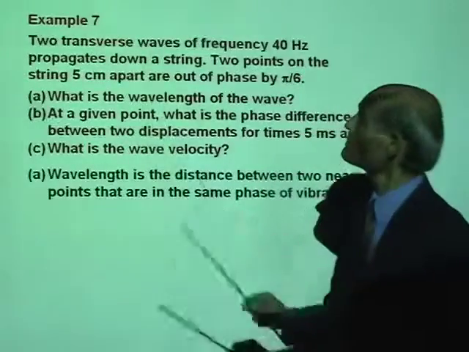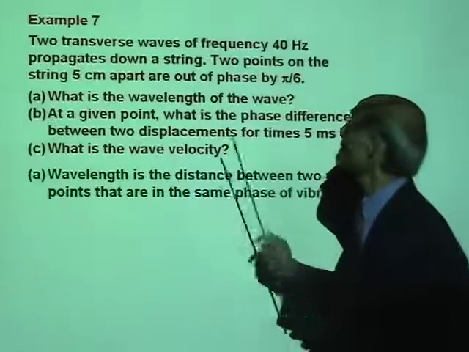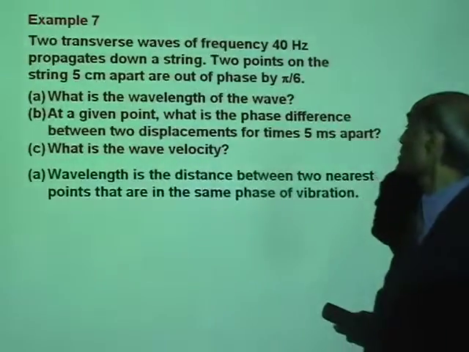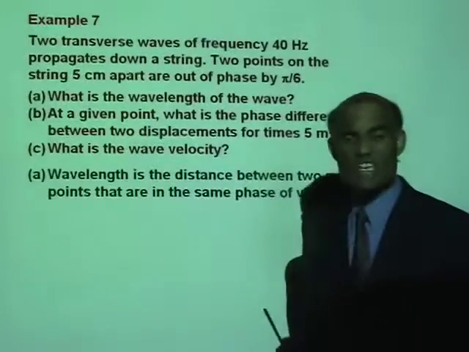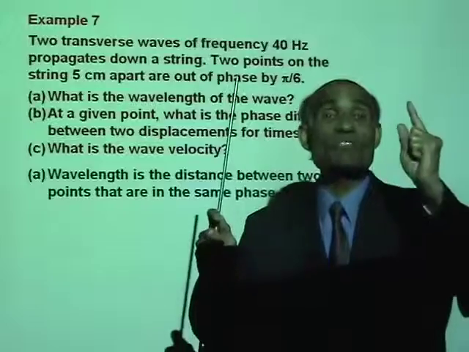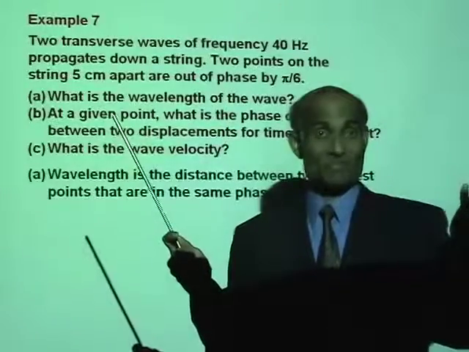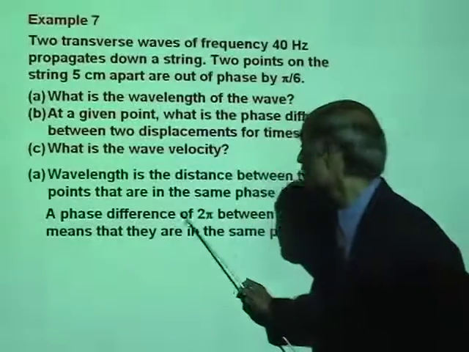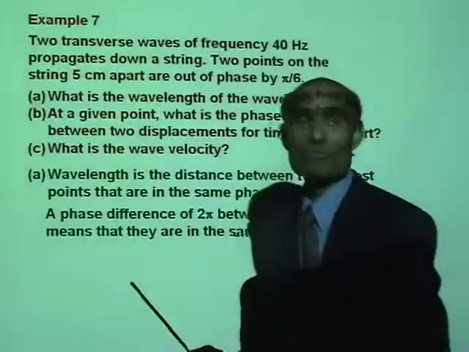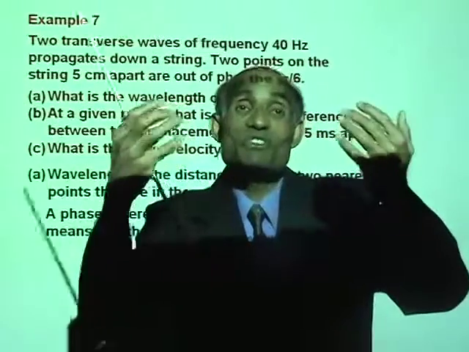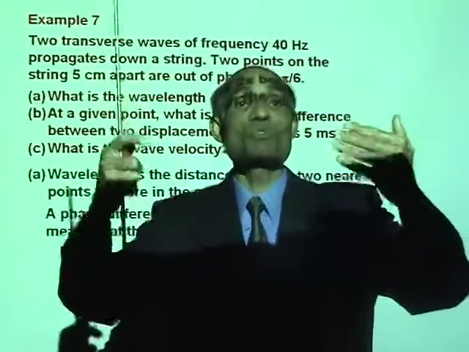Alright, let's start part A. What is the wavelength of the wave? Now, wavelength is the distance between two nearest particles that are in the same phase of vibration, isn't it? Yes. Now, a phase difference of 2 pi, you know that if the phase difference is 0, it is the same as a phase difference of 2 pi.